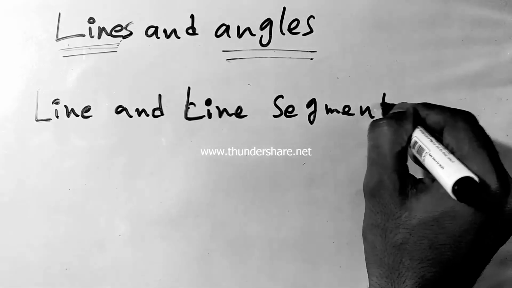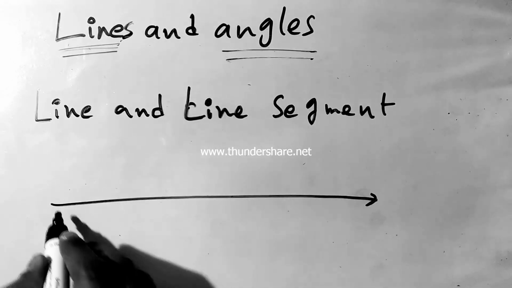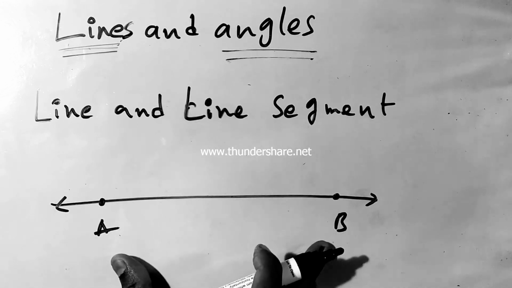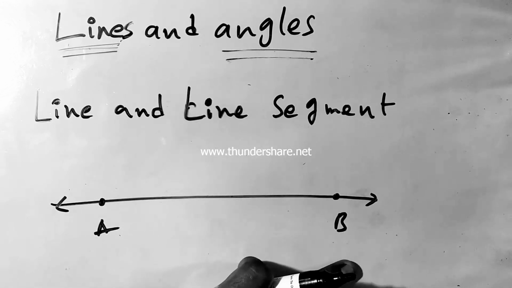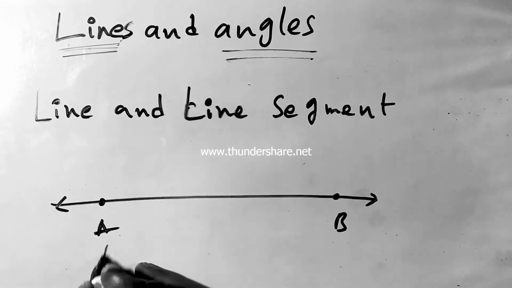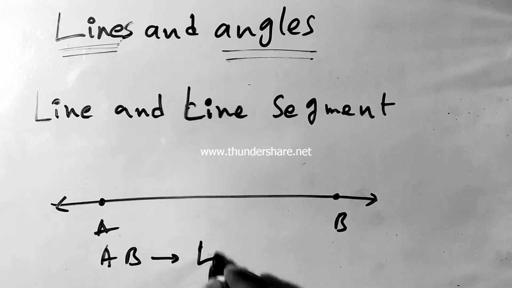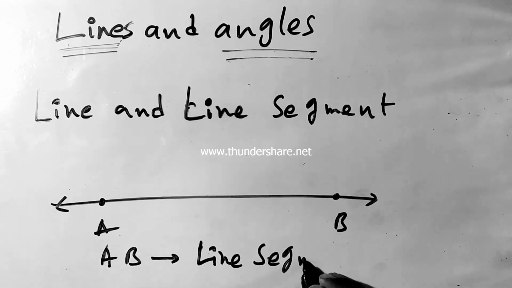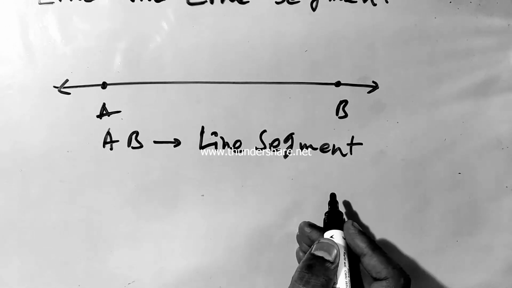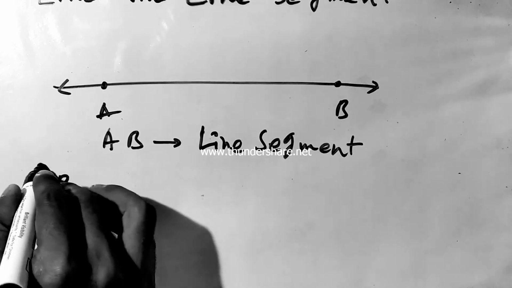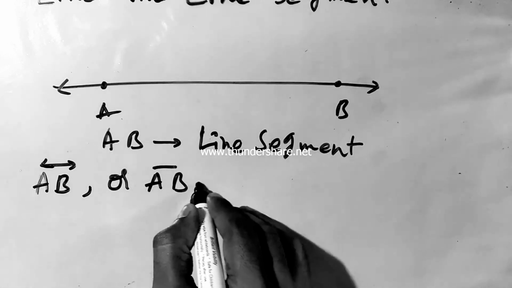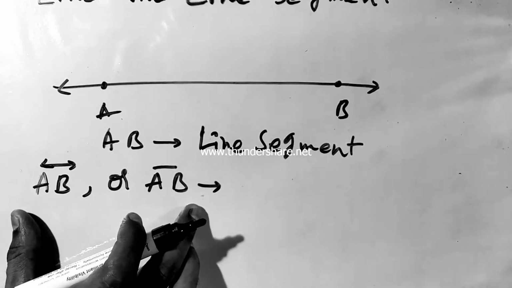So what is a line and what is a line segment? This is a line, and the part of a line is called a line segment. AB is a part of the total line. So here AB is a line segment. The line segment can be denoted in two ways, in this way or in this way. These are two ways to denote a line segment.